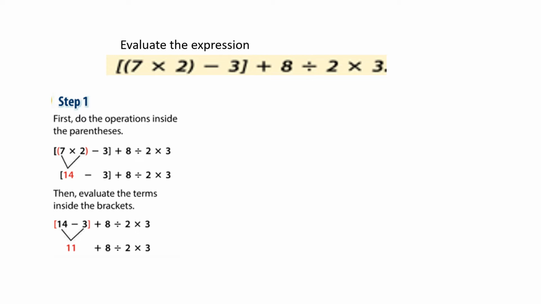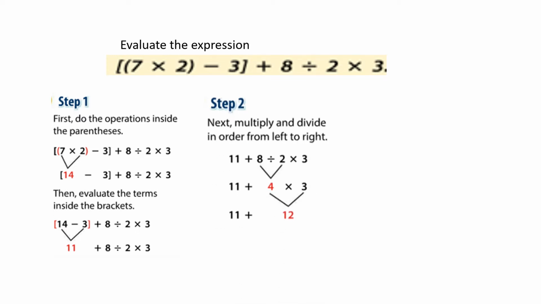So (7 times 2) minus 3 plus 8 divided by 2 times 3. What will I do with those numbers? Put them down as they are, except 7 times 2, which will be 14. After that, evaluate the terms inside the brackets, which is 14 minus 3. 14 minus 3 is going to be 11, plus 8 divided by 2 times 3, also as they are.